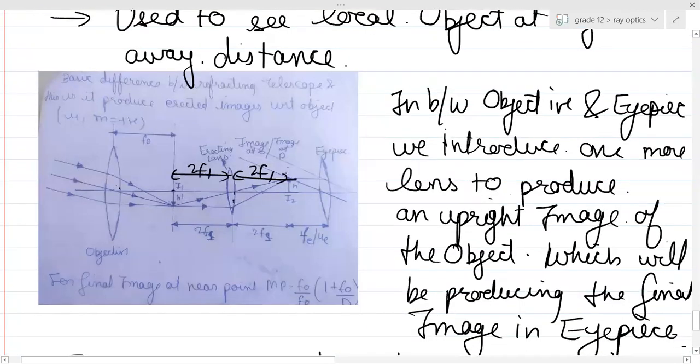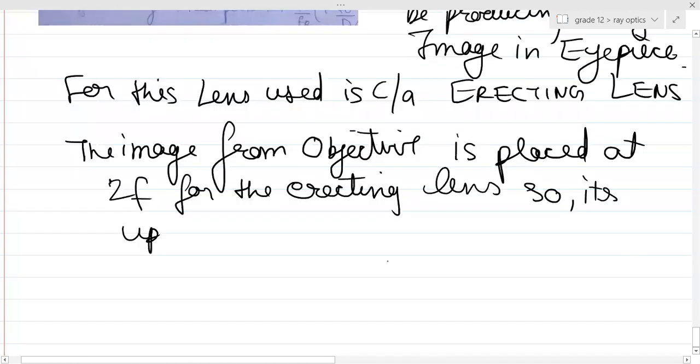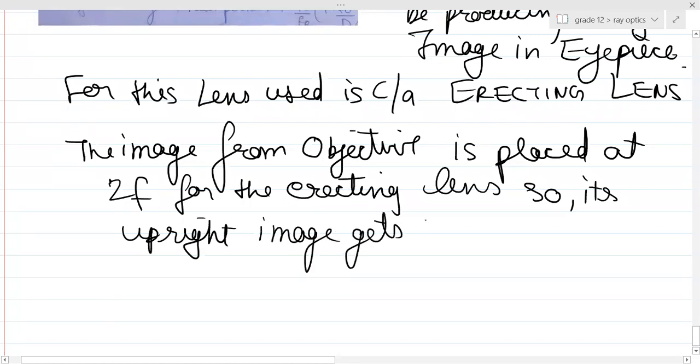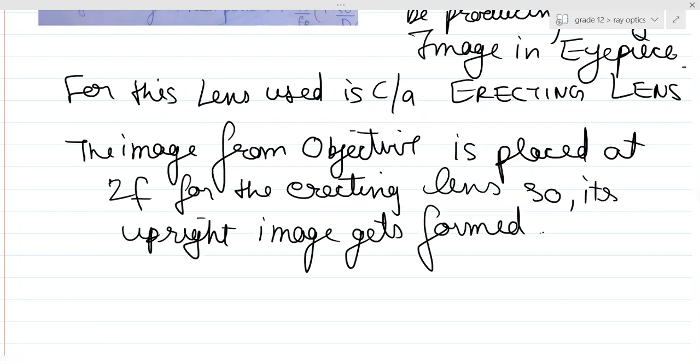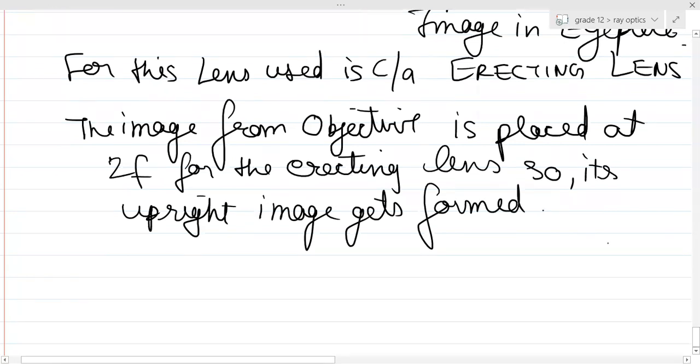And now if you want to form the image at the distance of distinct vision, or if you want to form the image at infinity, you'll use the same formula as the eyepiece of the previous refracting telescope. So that is what happens, and an upright image gets formed. So that's the only difference between a terrestrial telescope and an astronomical telescope.